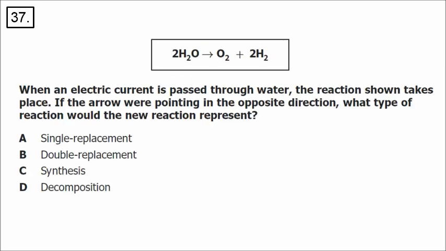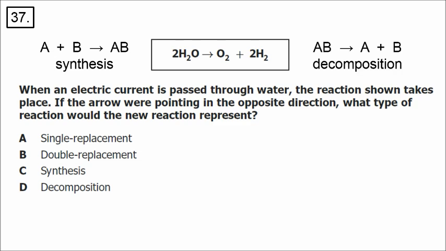Number 37. A synthesis reaction involves A plus B to produce 1 molecule AB. A decomposition reaction starts with 1 molecule of AB and breaks down into at least 2 or more simpler substances. When an electric current is passed through water, the reaction shown takes place. So this reaction is a decomposition. Well, what if the arrow were pointing in the opposite direction? Then it would be the opposite of a decomposition, which is a synthesis.